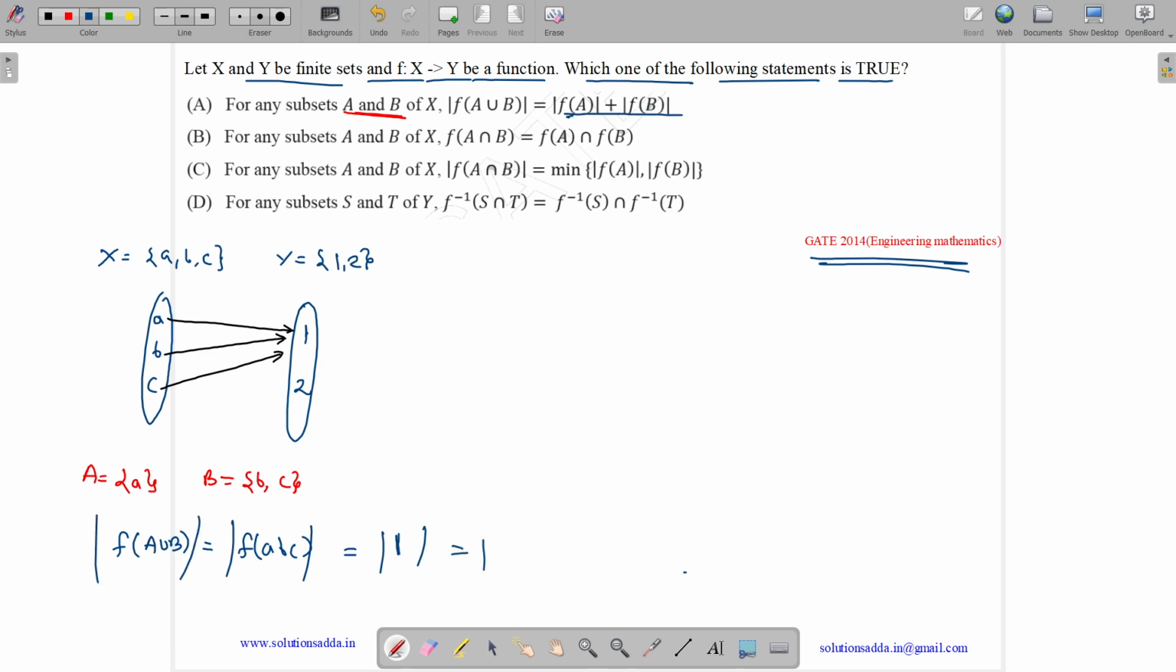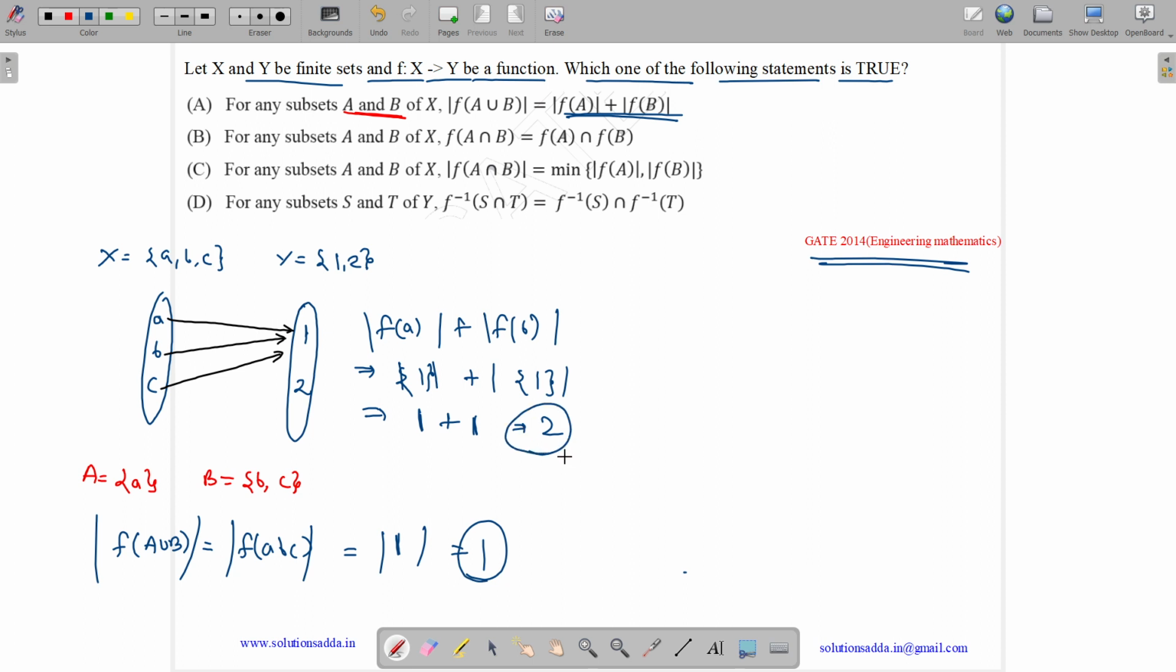Now what is the cardinality of f of A plus the cardinality of f of B? Cardinality of f of A: f of A is {1}, so the cardinality is 1, plus, what is f of B? f of B is {1}. So it has only one item, so cardinality is 1. So it comes out to be 2. So LHS is 1, RHS is 2. So it is false. When will this fail?